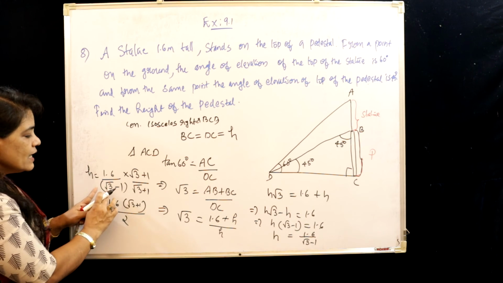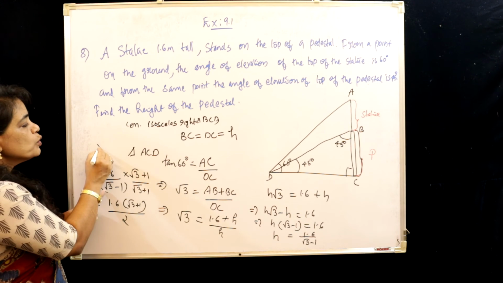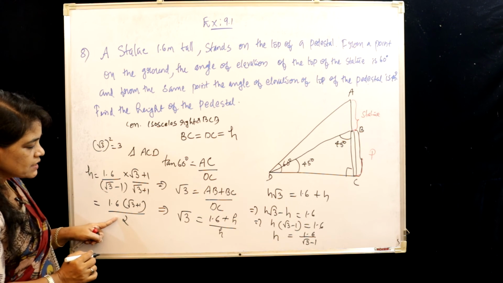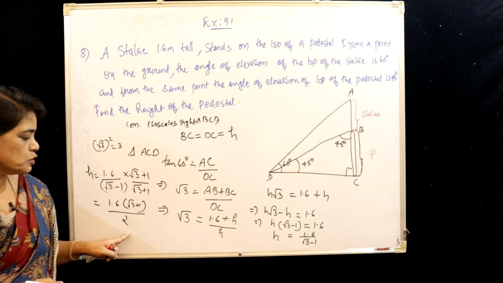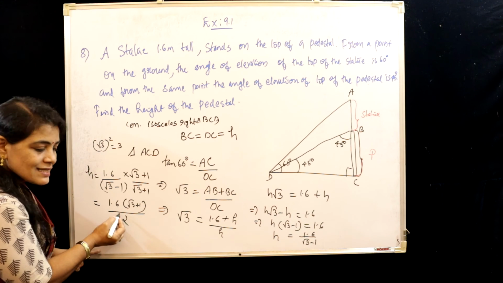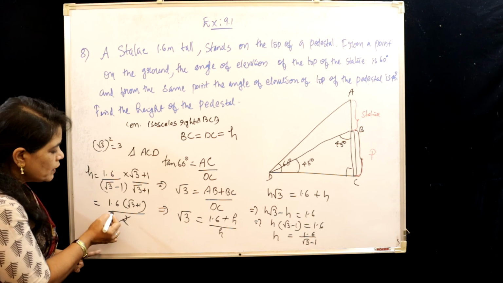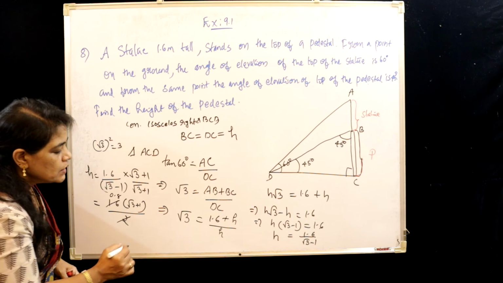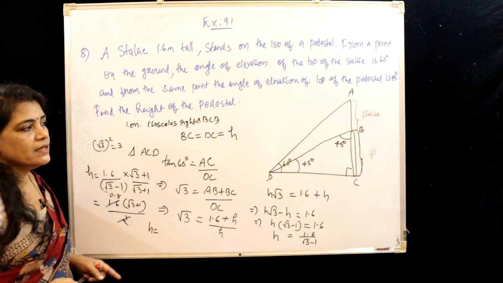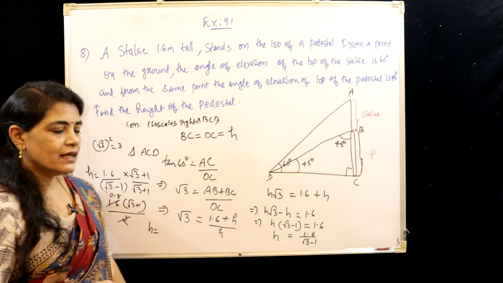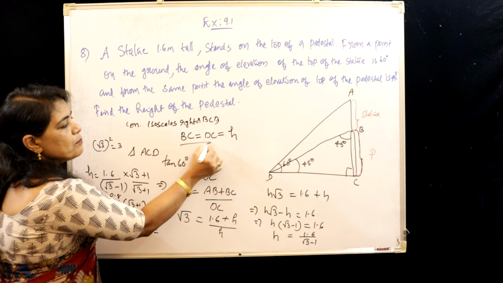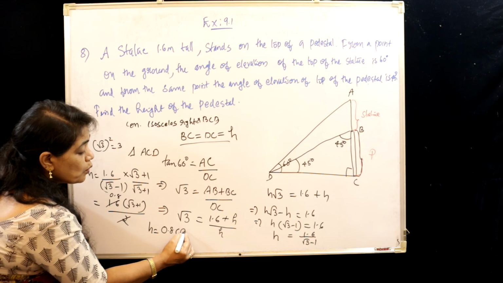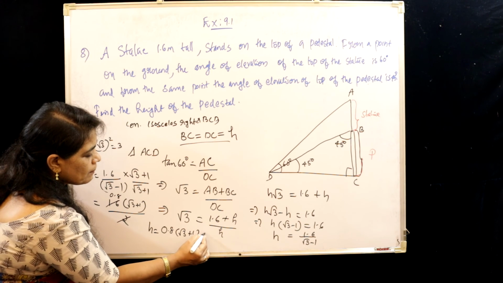It is clear children. Here in place of a we have root 3, and its square you will have 3, minus 1 square is 1, so 2. And here 1.6 and 2 get cancelled. 2 in 1.6 is 0.8. So the height of the pedestal, that means BC, that we have taken as H, is equal to 0.8 into root 3 plus 1 meter.